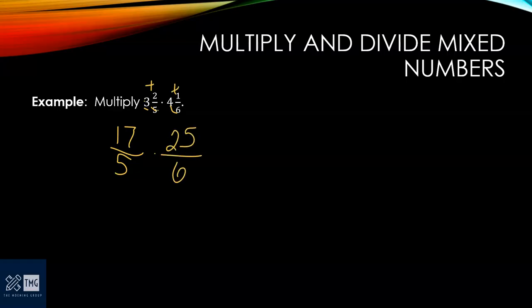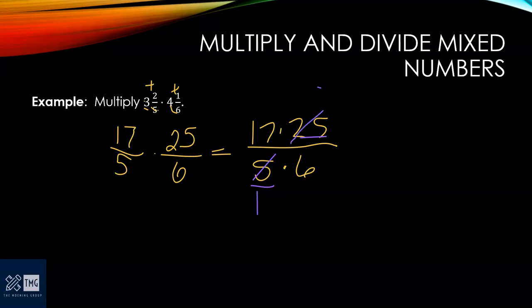So when I'm multiplying my fractions, sometimes I like to just write them as one fraction, 17 times 25 in the top, 5 times 6 in the denominator. I'm a big fan of simplifying first. I can see that 5 and 25 share a factor of 5. So 5 goes into 5 one time, 5 goes into 25 5 times. So this is the same as 17 times 5 over 1 times 6. That just breaks it down and makes it a little bit nicer.